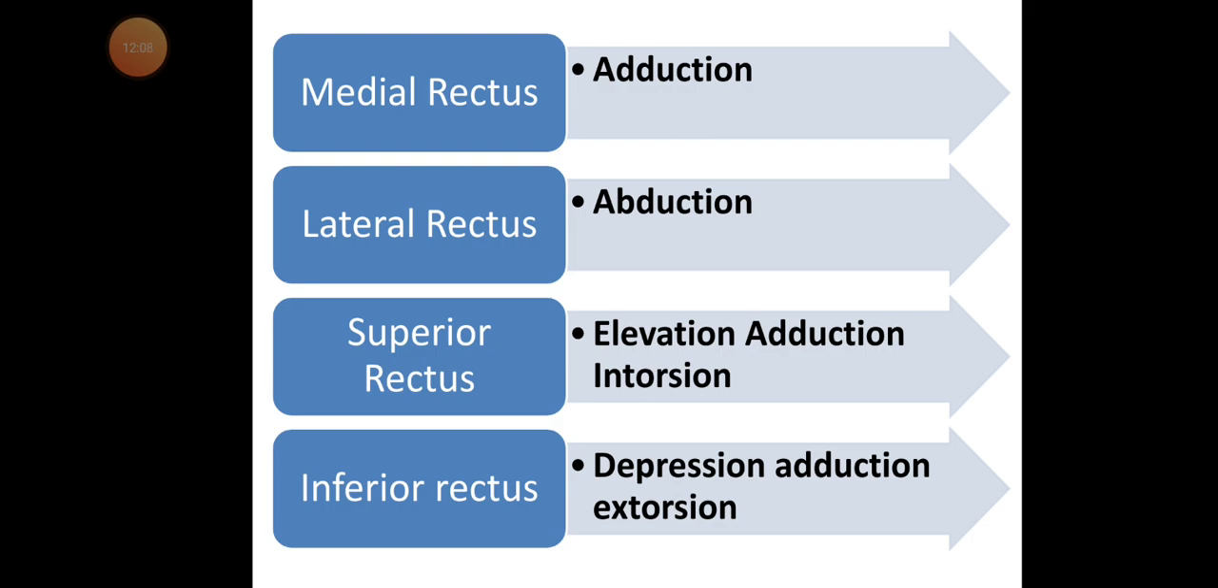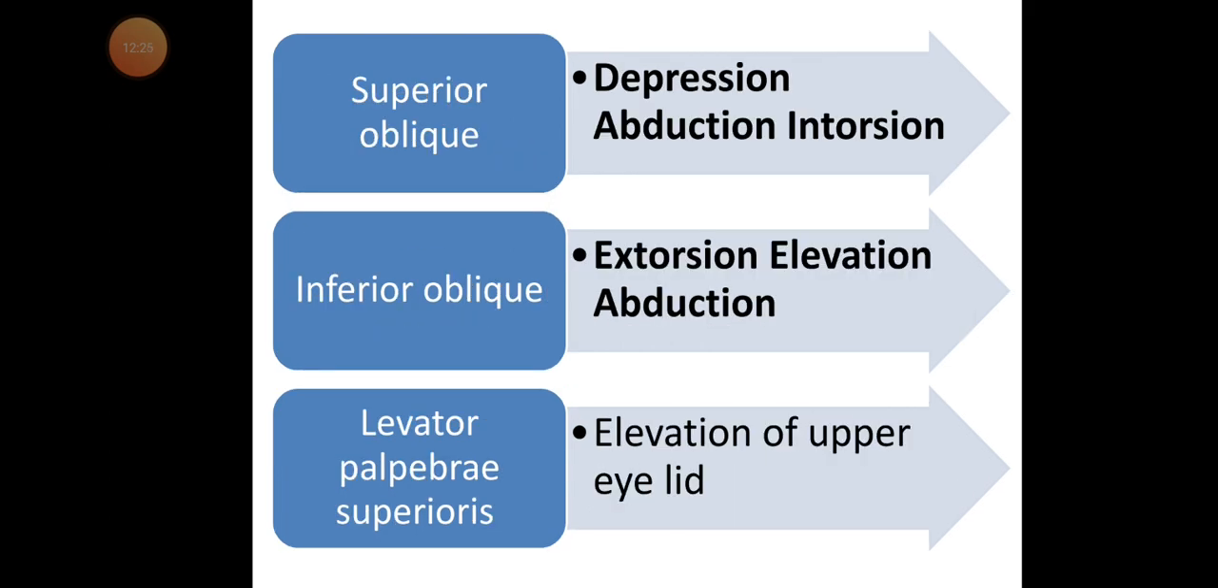Then what does each muscle do? Medial rectus helps for the adduction. Lateral rectus helps for the abduction. Superior rectus helps for the elevation plus adduction and intorsion. Inferior rectus helps for depression plus adduction and extorsion. Superior oblique helps for the depression, abduction and intorsion. Inferior oblique helps for the extorsion, elevation and abduction. Levator palpebrae superioris helps for the elevation of the upper eyelid.